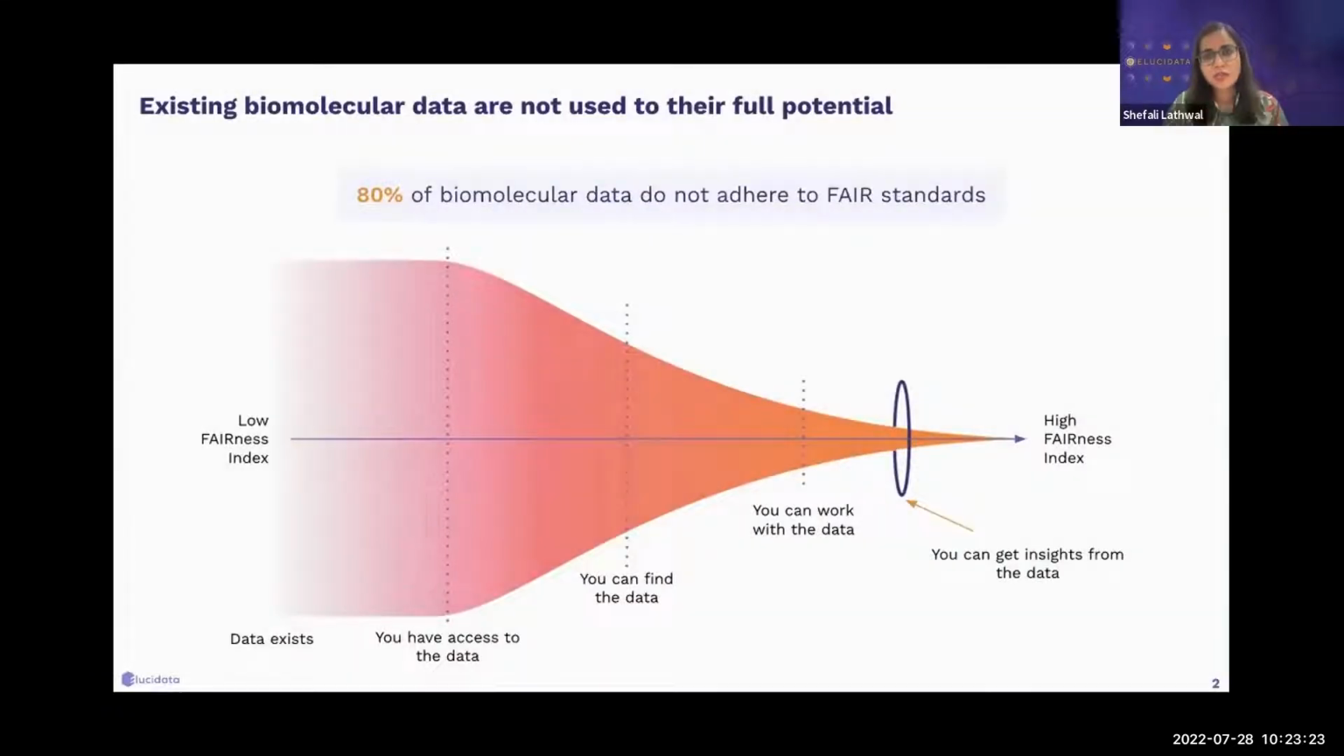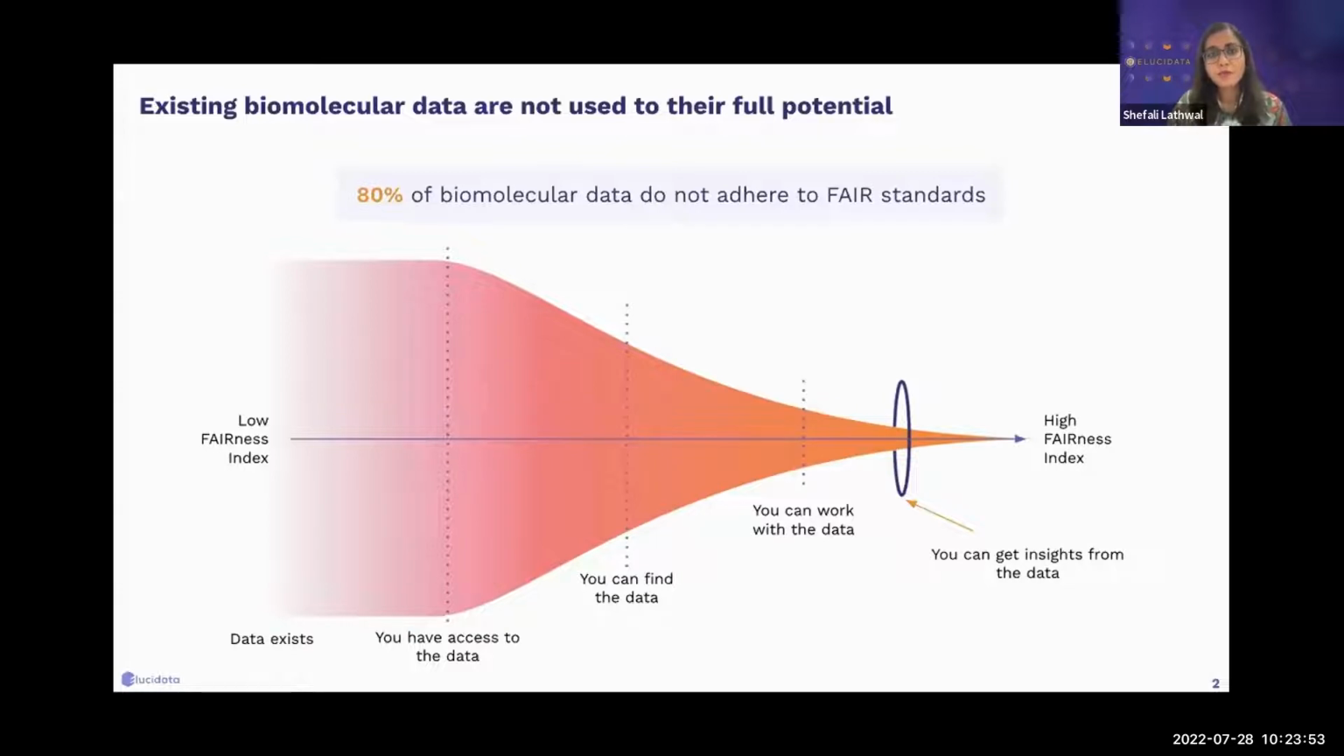And while so much of these data already exist and are being continually generated, there are actually several barriers that prevent researchers and teams from using these data to their full potential. First of all, even if data exists, you need to be able to have access to the data, which means that the data licenses need to be very clear. You should have permissions to use the data, or you should be able to apply for those permissions.